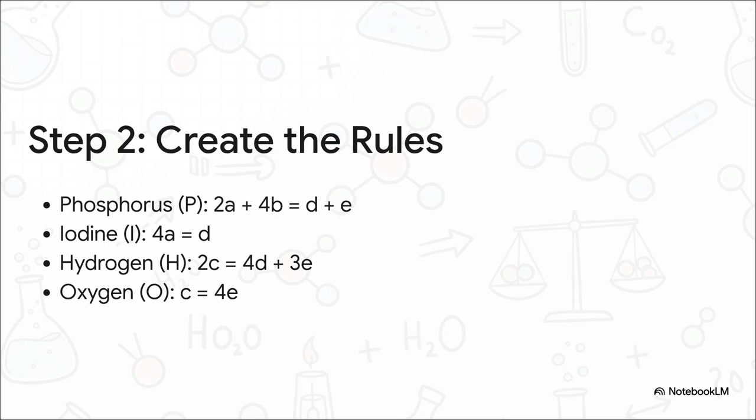So for example, let's look at phosphorus, P. On the left side, we have 2 of them in that first compound, so that's 2A, plus 4 in the second compound, so that's 4B. And that has to equal the phosphorus on the right side, 1 in D and 1 in E. So our rule for phosphorus is 2A plus 4B equals D plus E. See? We just do that for every single element, and that creates our roadmap.